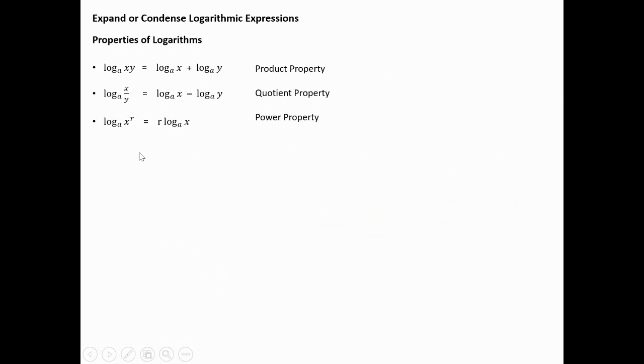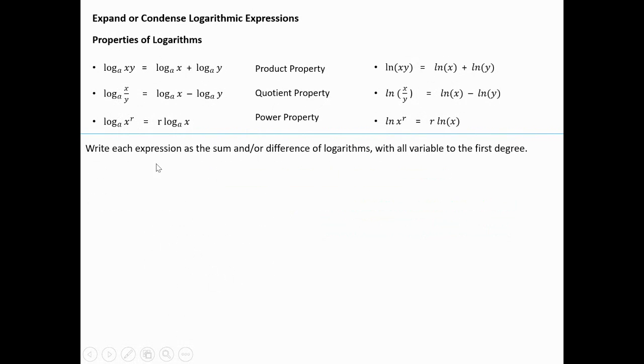Okay. Now we're going to go the other way. Again, we have the rules there. So now we write each expression as sum or difference without variables to the first degree. Now right now it's still condensed, so we're going to expand them. Which properties are present? So we know we have the product rule, because we're multiplying. We have the division rule or the quotient rule, and we have the power rule. So here we're going to apply all the rules.